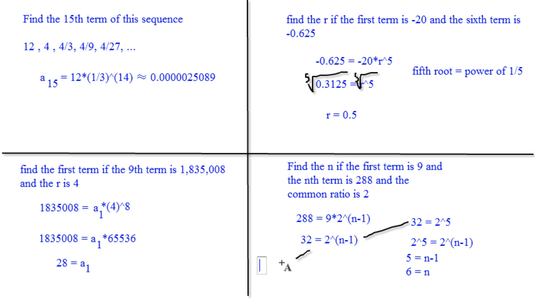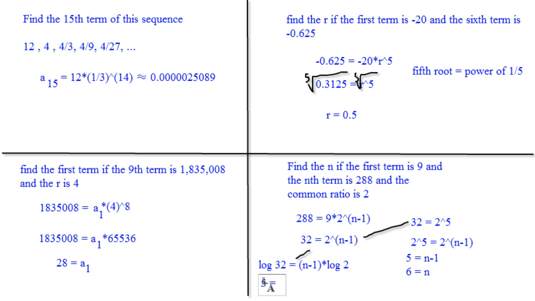Okay, if you like logs, you could do log of 32 equals. Now this one, when we do the log, we can bring down the n minus 1 and times it by the log of 2. Okay, and what we would do is divide both sides, and when you go to your calculator, make sure you put log of 32 in parentheses, so log of 32, and then divide it by log of 2, and you'll be surprised to find that you'll actually get 5 that way.